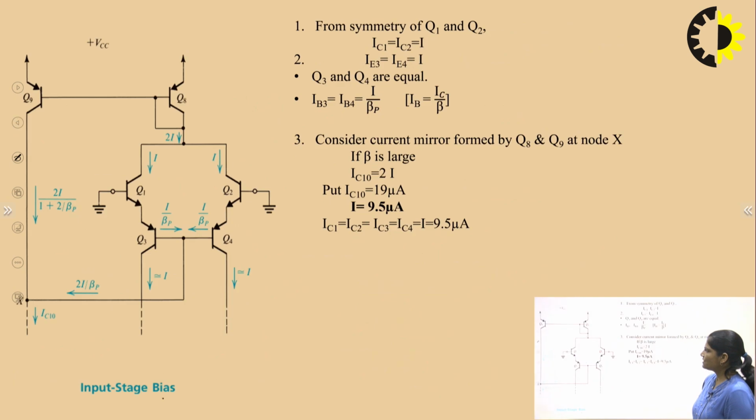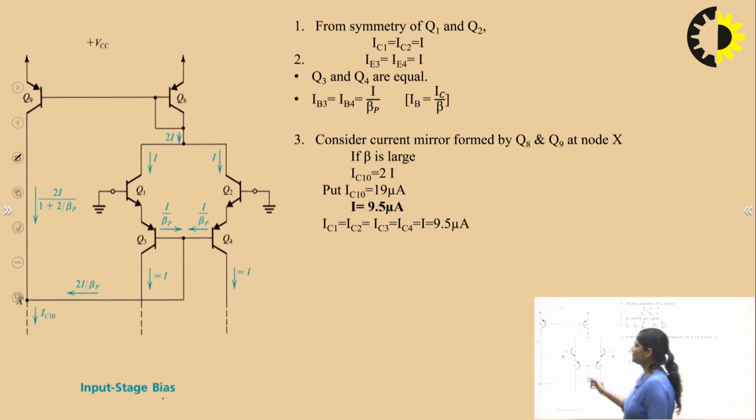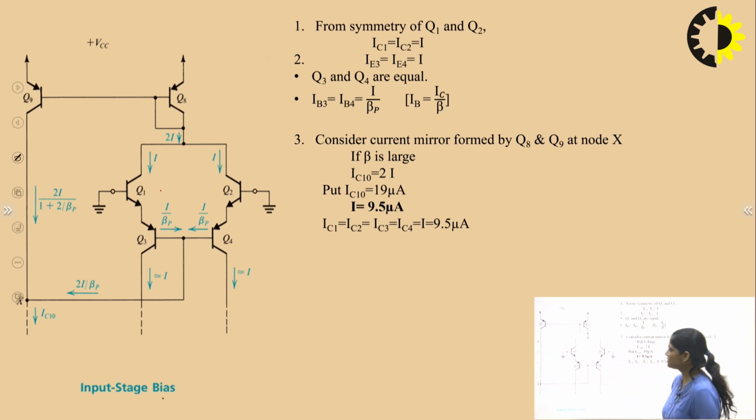Now we will start with the input stage. In the input stage, transistors Q1 to Q7 are there. So this is the half circuit diagram.